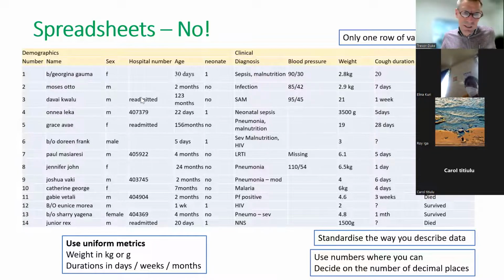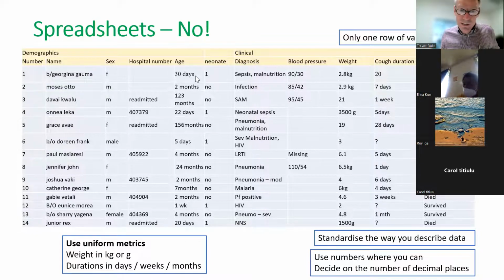The second thing is, you can see here that people have put, let's say for sex, F, M, M, M, F, male, sometimes female. So sometimes they've written the child's sex as a letter, and sometimes they've written the full word. You have to use uniform metrics. It could be M or F, or it could be 1 or 0, as long as you've defined those. It doesn't matter, but just use uniform metrics.